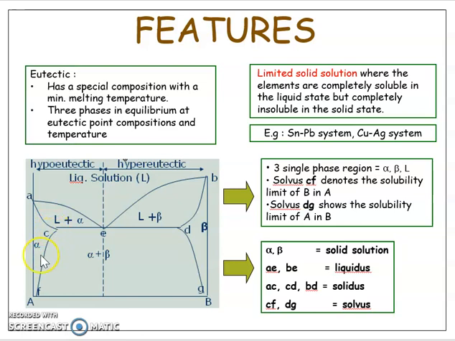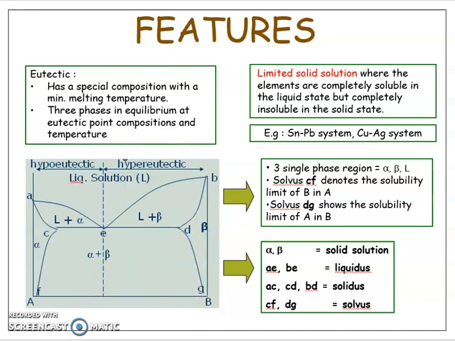So CF, where is the CF here? CF and DG is a solvus line. This is a solvus line, where it has already become solvent. So we call it the solvus line.